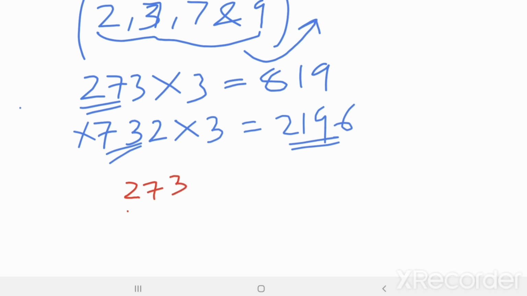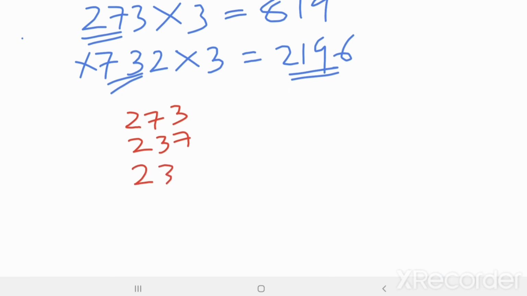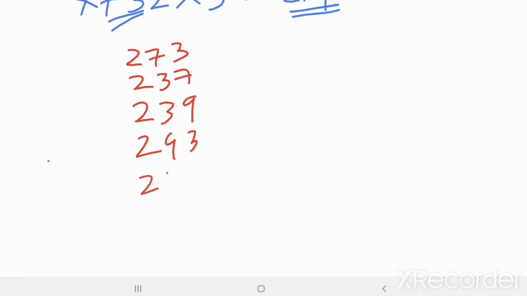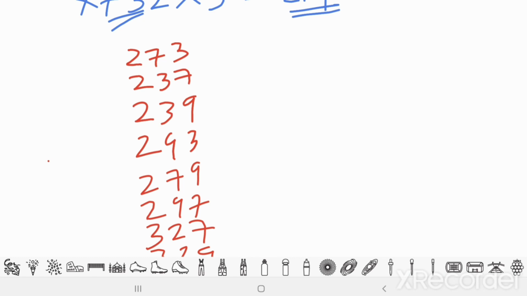273, 237, 239, 293, 279, 297, 327, 329. Only these 8 numbers we can use as number in the first row. Now multiply each number with 2 and 3.